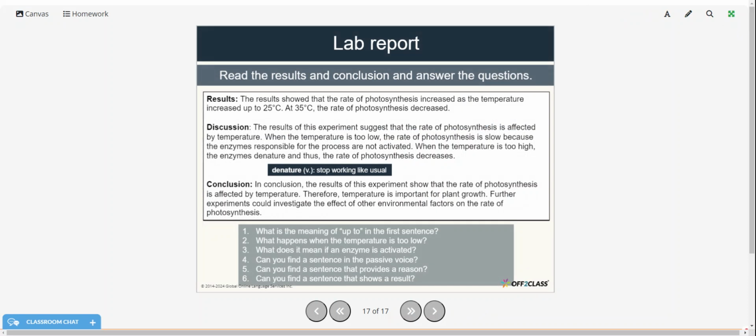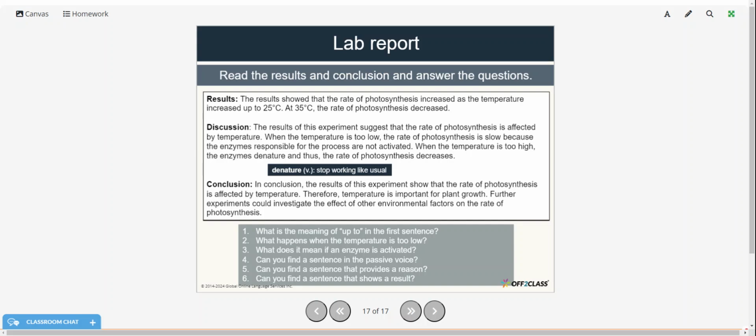Okay, read the results in conclusion and answer the questions. So the results showed that the rate of photosynthesis increased as the temperature increased up to 25 degrees Celsius. At 35 degrees Celsius, the rate of photosynthesis decreased. Discussion. The results of this experiment suggest that the rate of photosynthesis is affected by temperature.